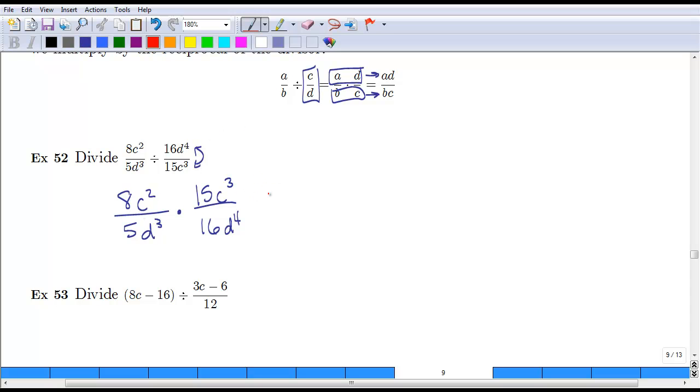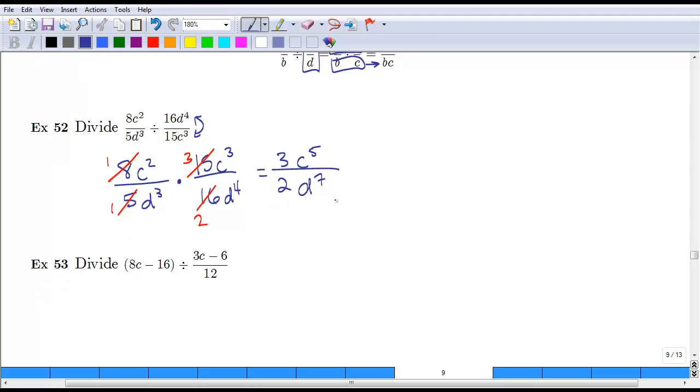The c's and d's don't end up simplifying at all, but we do have 8 divided by 16, which would be 1/2, and 15 divided by 5, which would be 3. So now when we multiply the coefficients, we have 1 times 3 is 3. C squared times c to the third is c to the fifth. In the denominator, 1 times 2 is 2. D cubed and d to the fourth is d to the seventh. And that is our simplified division.